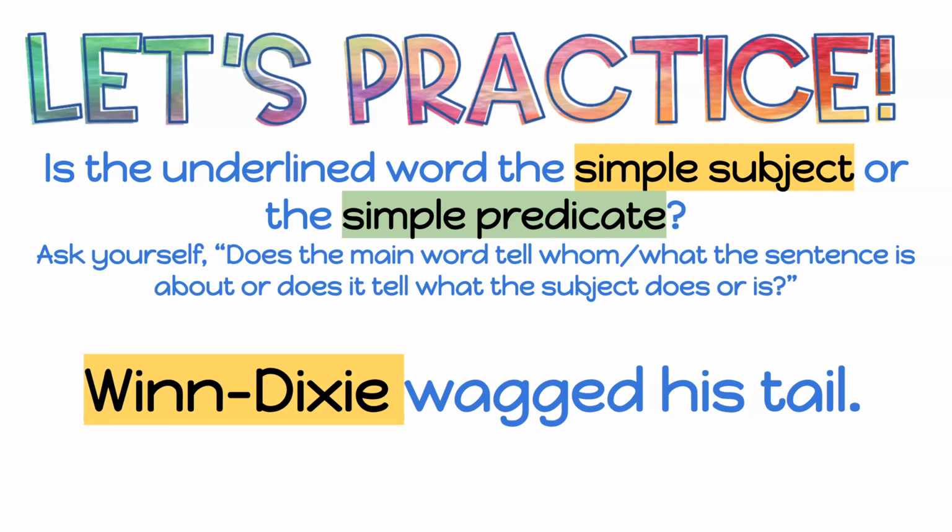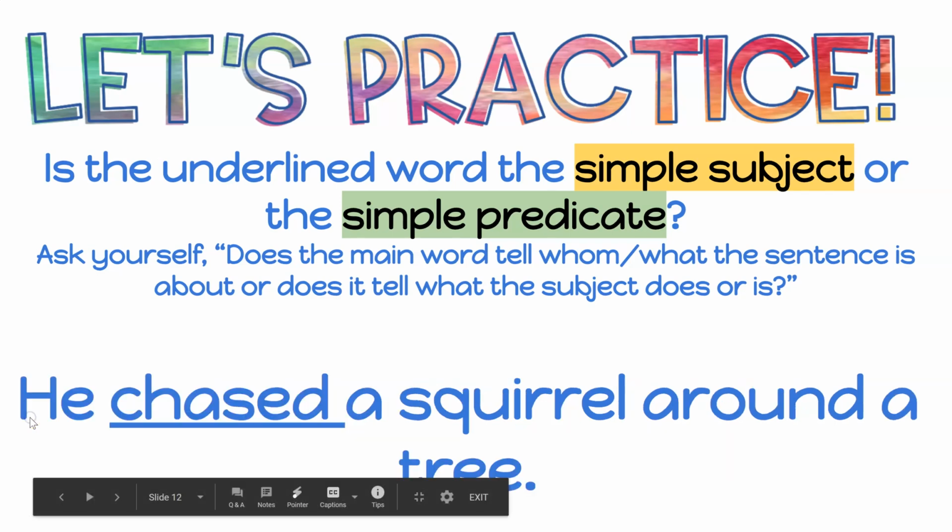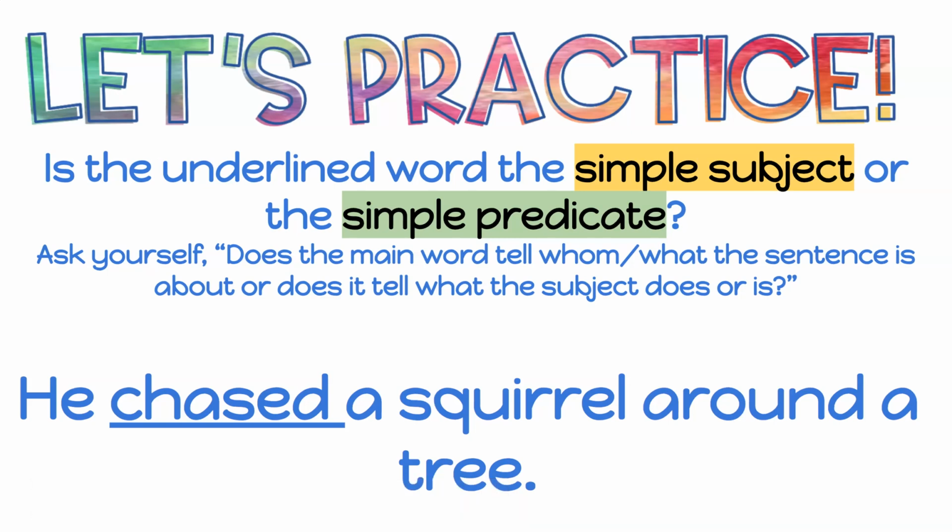That is who or what the sentence is all about. Let's try this one. He chased a squirrel around the tree. Simple subject, who or what the sentence is about, or simple predicate, what the subject does or is. Pause right here. That's right. Chased is a simple predicate. It's what he is doing right now. He is chasing a squirrel right now.